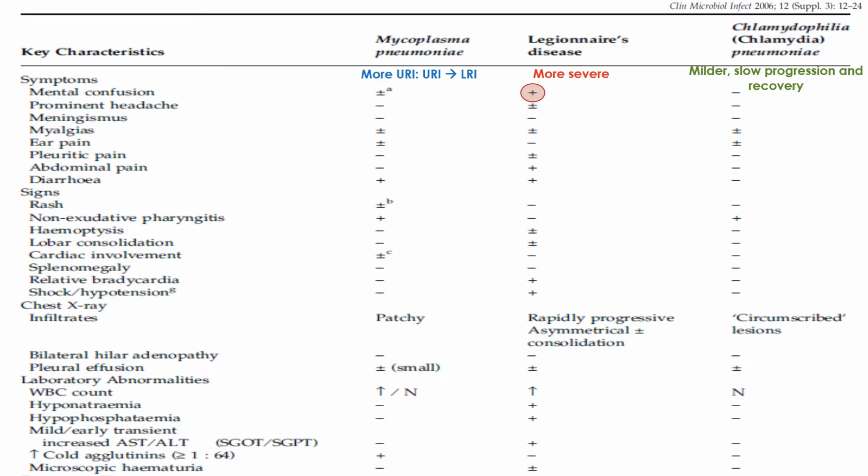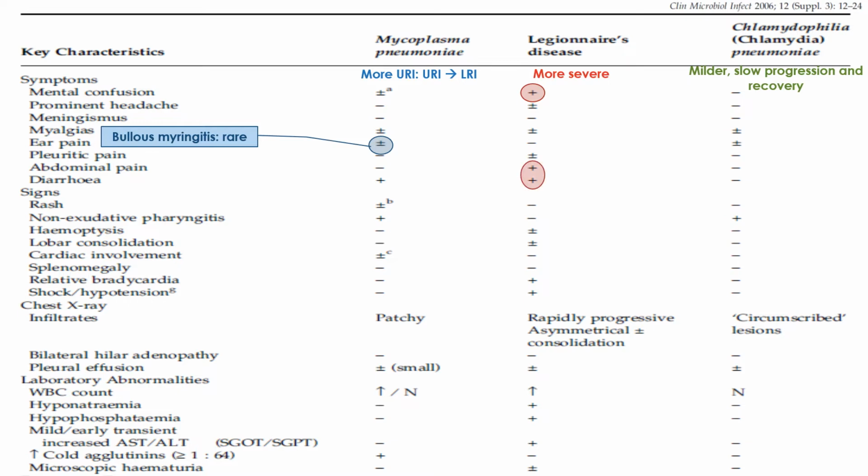The first symptom is mental confusion, which is common in Legionnaires, but we found it in some cases of Mycoplasma. About ear pain, it's about bullous myringitis. Some patients with Mycoplasma have ear pain. That is the classic sign of bullous myringitis, but it's a rare condition. Mostly the patient has only ear pain, but ear pain is not common in the other typical organisms, right?